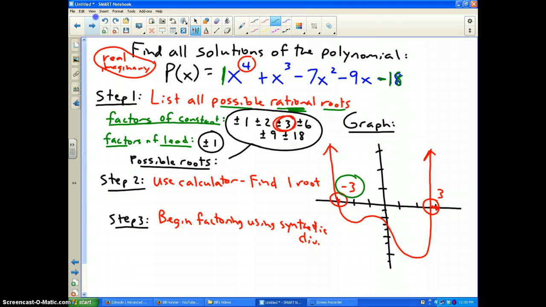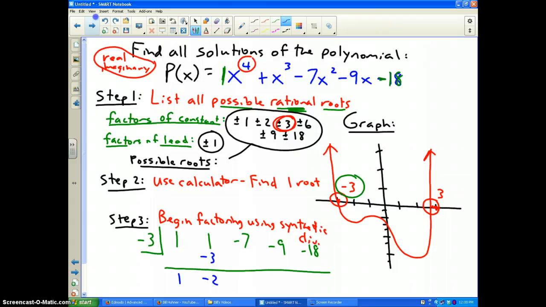Let's pick negative 3. As I showed you in the last video, you got to do synthetic division using that possible solution. So now I'm going to write my coefficients down of my polynomial: 1, 1, negative 7, negative 9, and negative 18. Looks like they're all present. Okay, draw my green line. And now, bring down the 1, and let's do synthetic division on this.